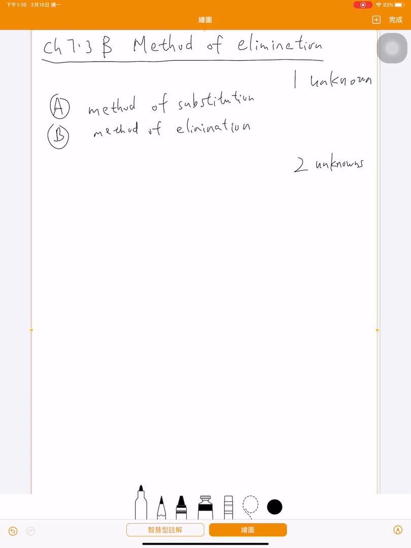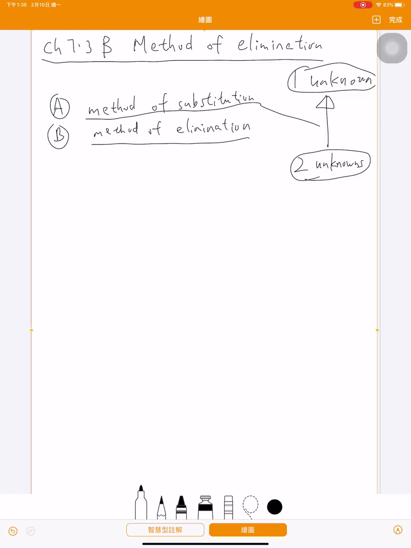Okay, last time we learned how to use the method of substitution to solve simultaneous equations. We know that the main concept is that we want to make the two unknowns become one unknown. This is our main concept. We have two methods to do this. Last time, we learned the method of substitution, right? And today we are going to learn another method, that is the method of elimination.